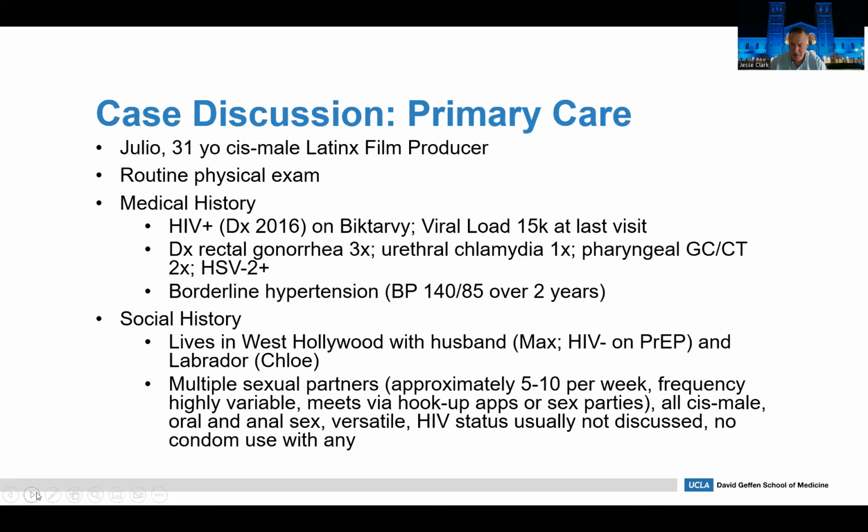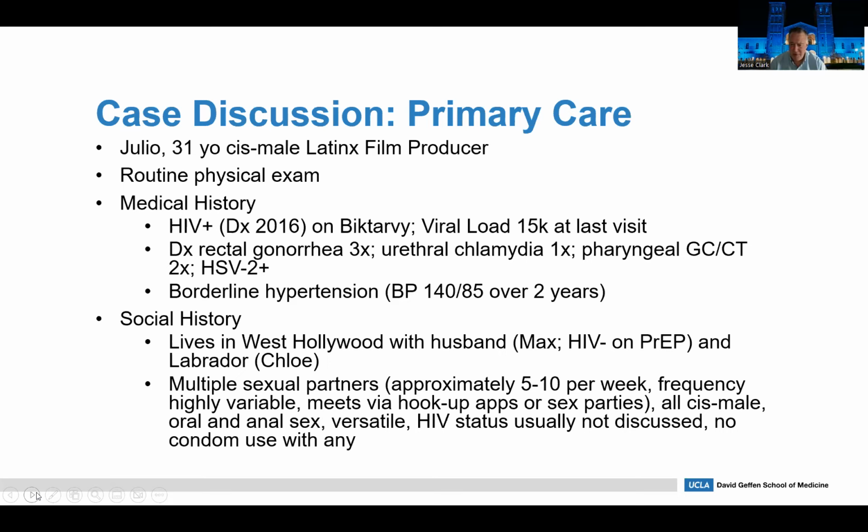In terms of social history, he lives in West Hollywood with his husband, Max, who's HIV negative and currently on PrEP, and their Labrador, whose name is Chloe. They have multiple sexual partners. He hooks up approximately 5 to 10 times a week. The frequency is highly variable, though. It's very connected with his socialization and what he does on the weekend. Usually meets up partners through hookup apps like Grindr or sex parties.